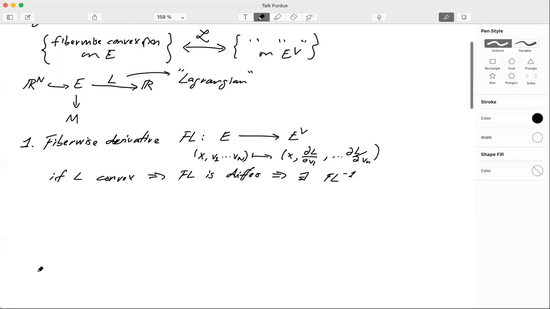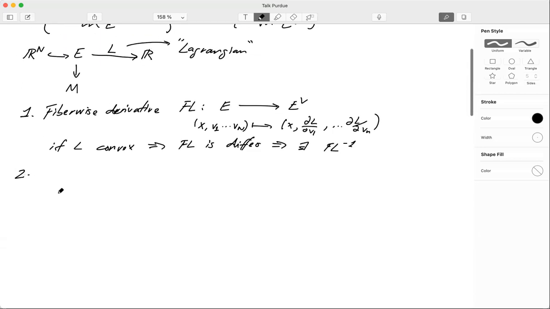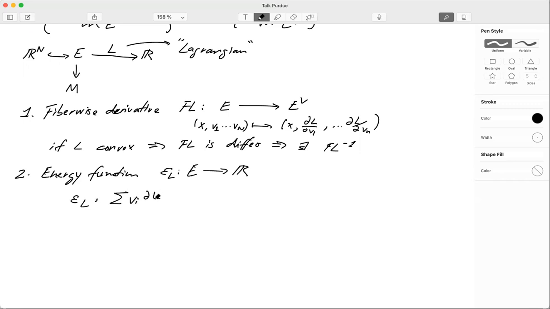The second step of taking the Legendre transform is I'm going to take L and write the energy function. So this is another function on E itself, a function from E to R. And you're going to recognize this formula: v_i dL/dv_i minus L. If you remember the Hamiltonian formalism, this is going to give you the Hamiltonian. But right now I'm calling it the energy function.